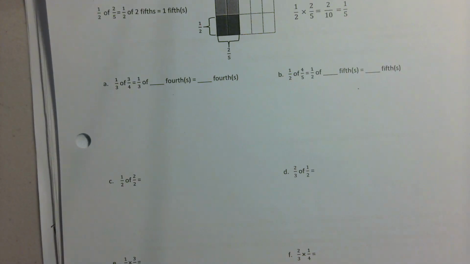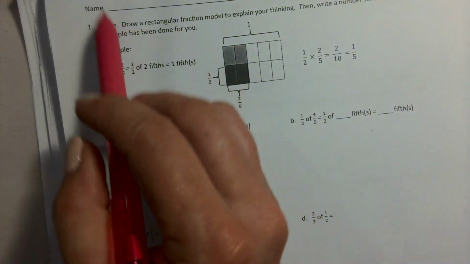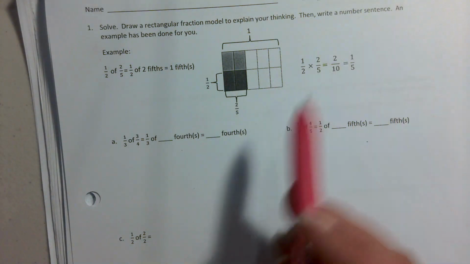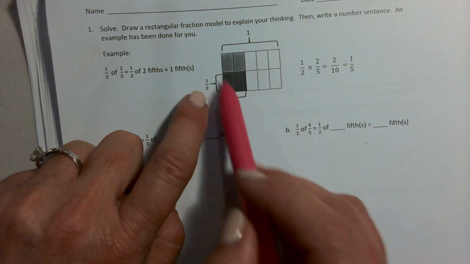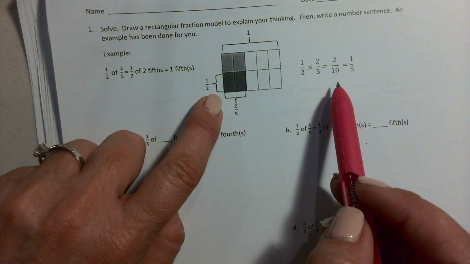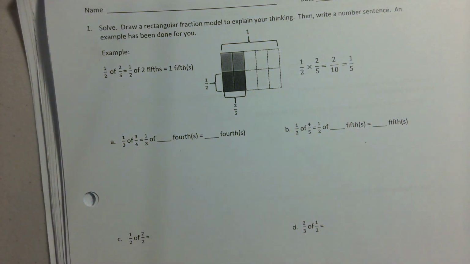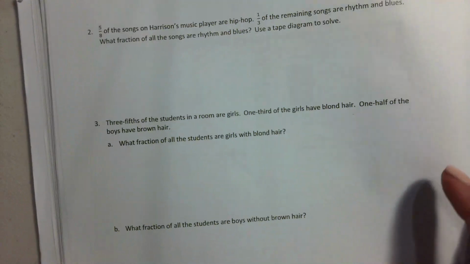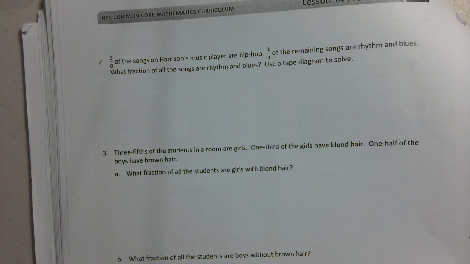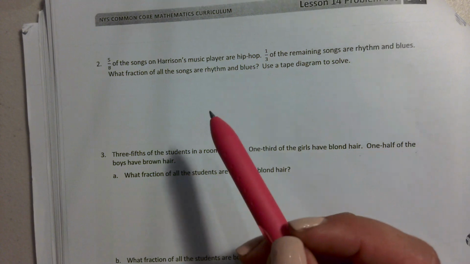All right, you guys, let's take a look at the problem set. I'm pretty sure you're ready. Okay, so solve and draw a rectangular fraction model to explain your thinking, then write a number sentence. So you're drawing out your rectangular fraction model and writing a number sentence. Not that hard. So 1, 2, 3, 4, 5, 6 of those. Now we have a couple of word problems. And you want to get real comfortable with word problems because that's what fifth grade's all about and above.